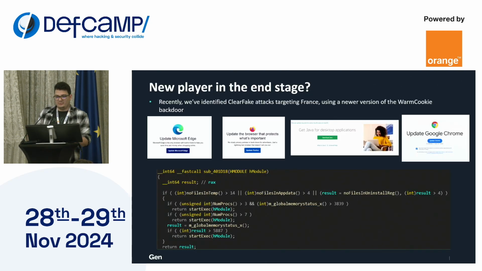Okay, and also after various monitoring, we have also observed some new malware being used that's quite recent. There were some ClearFake attacks targeting France, and they were using a new version of the WormCookie backdoor. We can see over here the images that they were using, so update Edge, Firefox, Java, Chrome, and whatnot, and we can see the main function of the WormCookie backdoor.